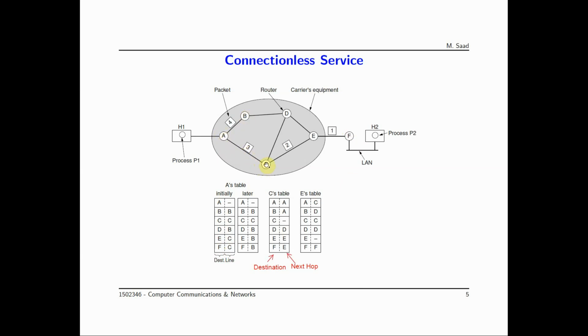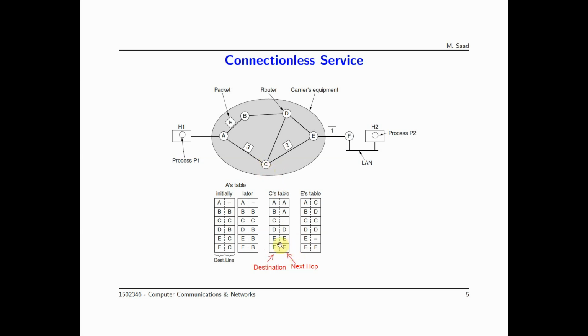What will C do? Once C receives the packet, of course, the packet will be stored. And then one by one, packet by packet, in turn, packets will be taken from the buffers, and then the headers are examined. The header of the packet is examined, and then from the destination address, C will know that this packet wants to go to F, and then from the other column of the table, from the next hop column, router C will understand that it needs to forward the packet to router E.